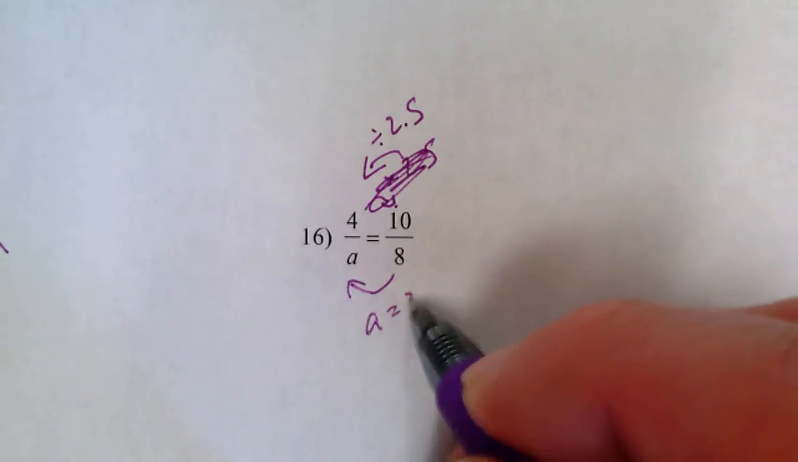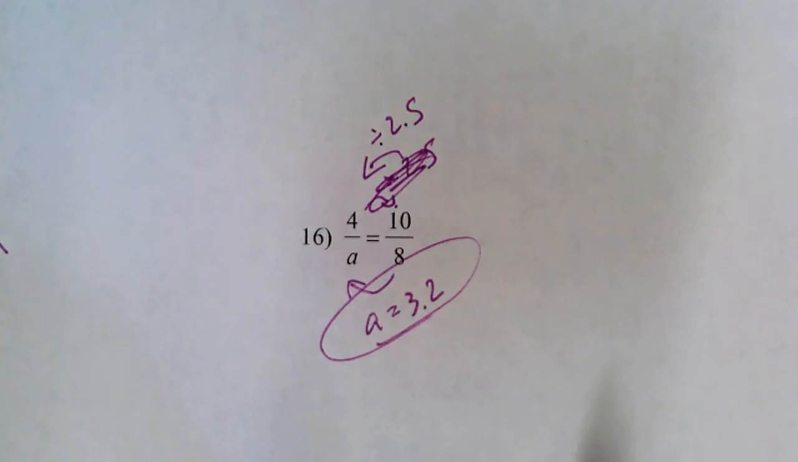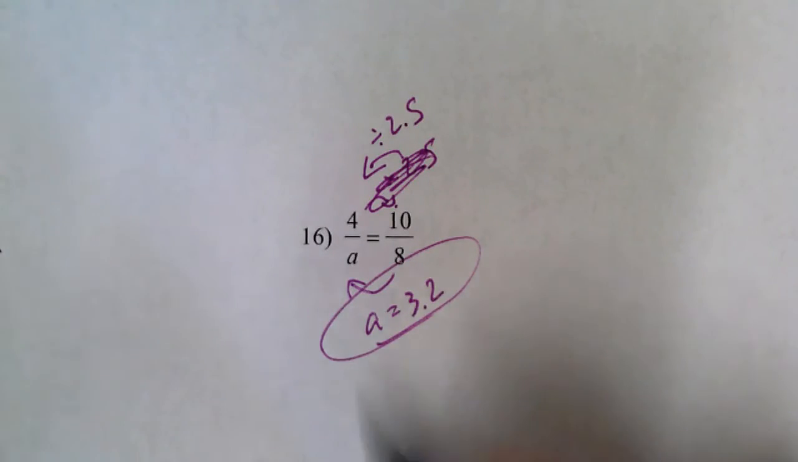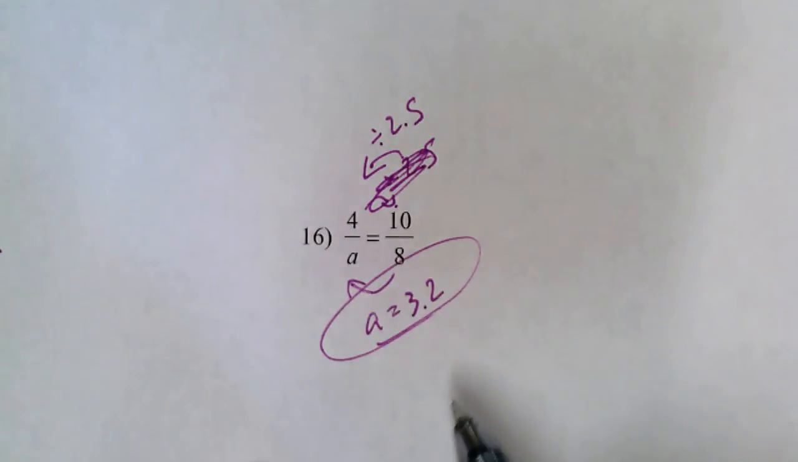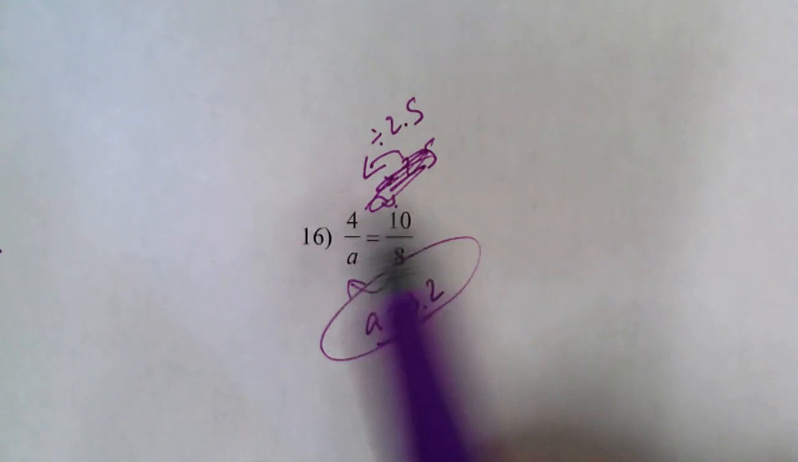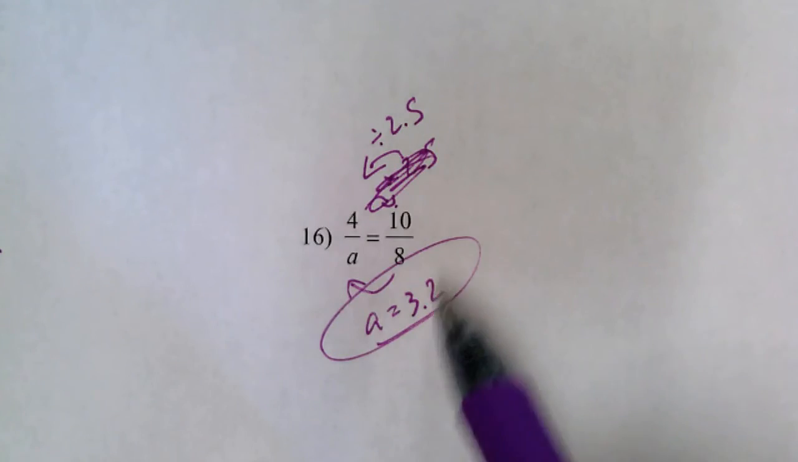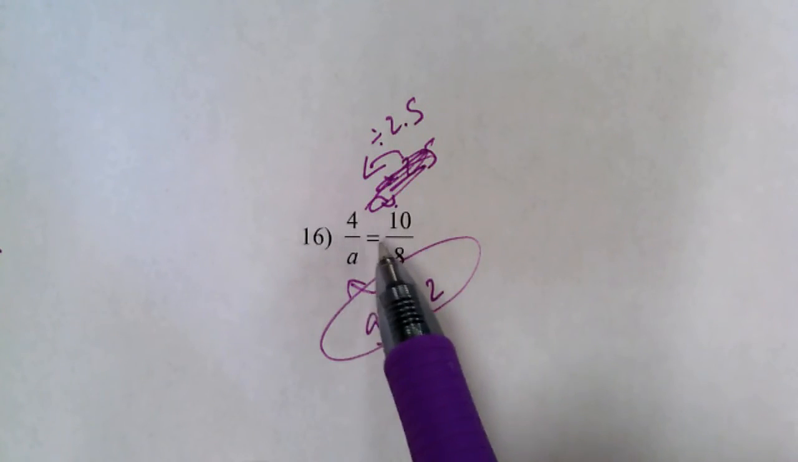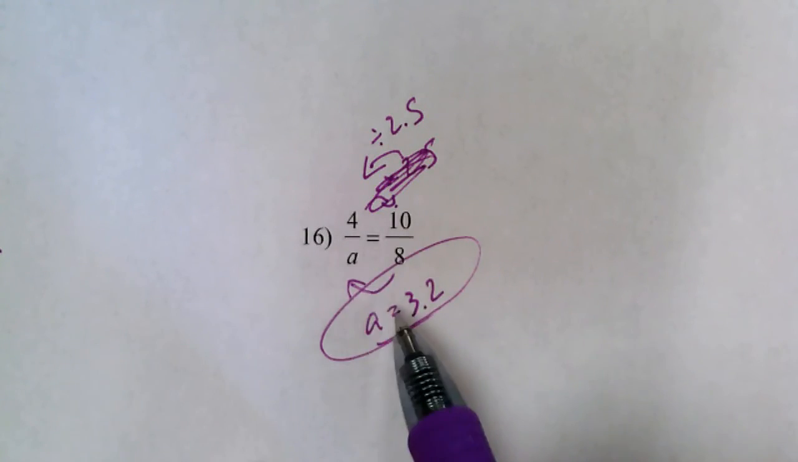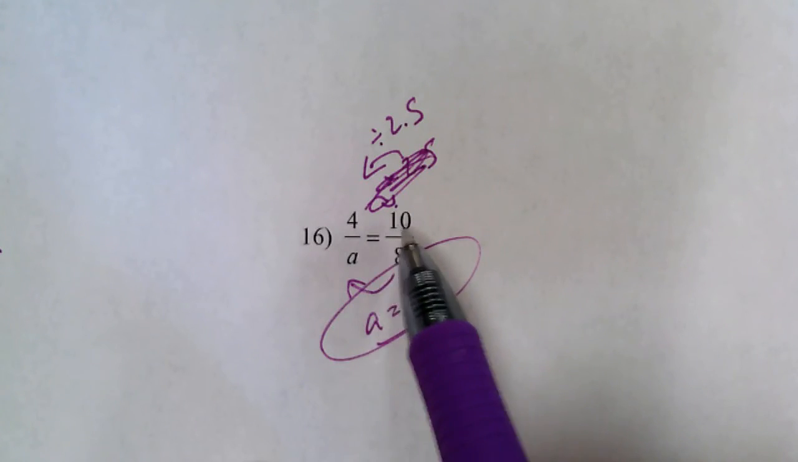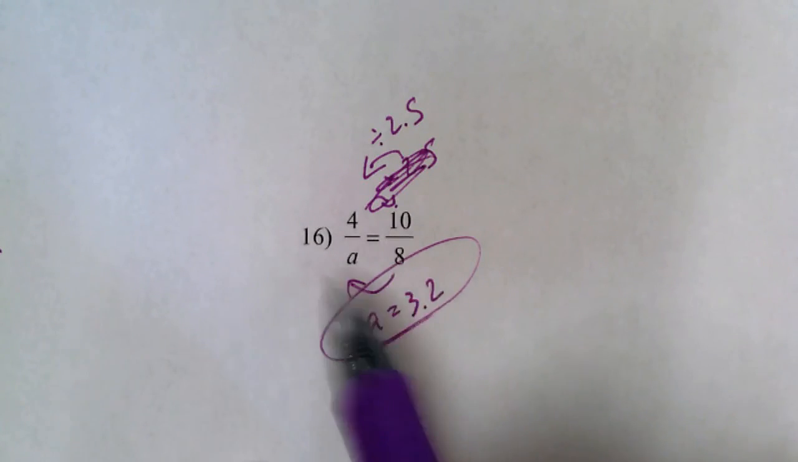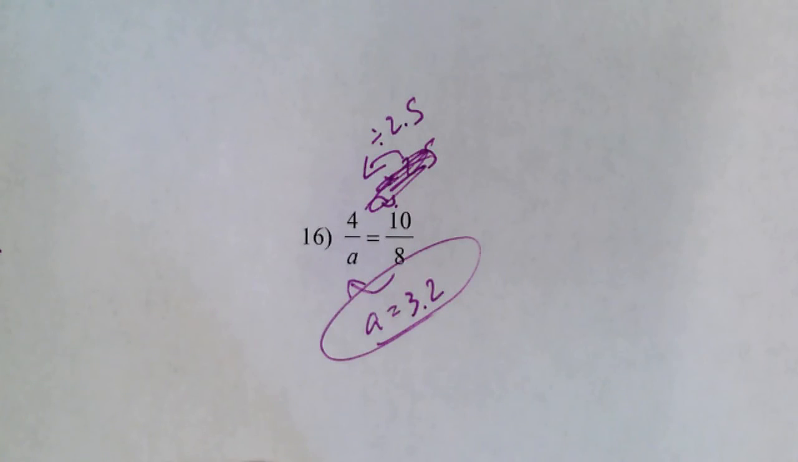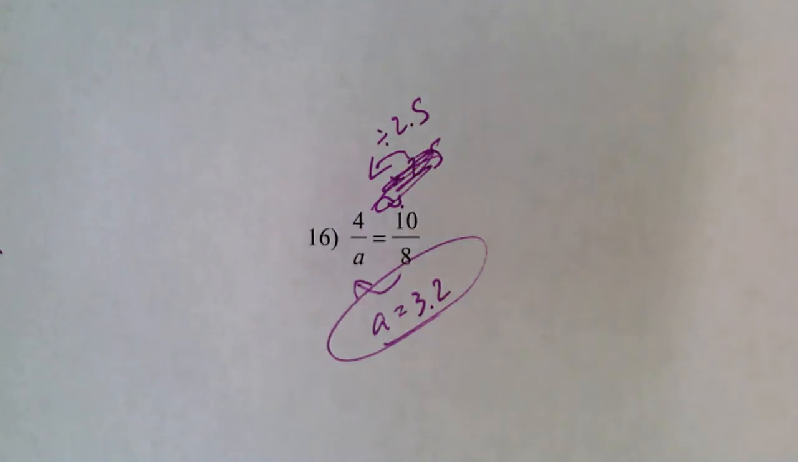So a equals 3.2. So the key here is you just got to figure out what's the relationship across the two numerators or denominators that you already have. It could be a multiplication relationship, it could be a division relationship, whatever, but that same relationship holds down here. It wouldn't be subtraction or addition, either multiplication or division. It holds across the bottom exactly the same. That's how you find out what the missing number is. All right, good luck.